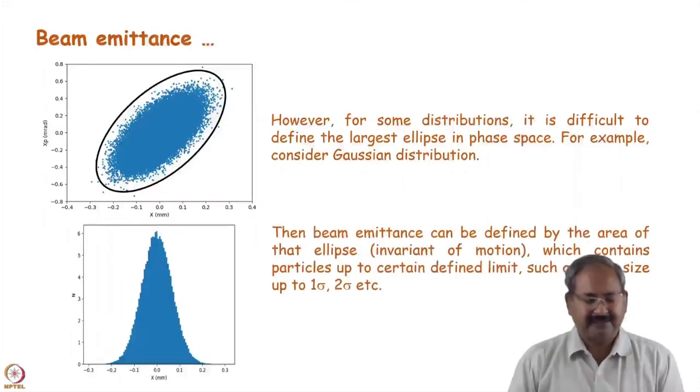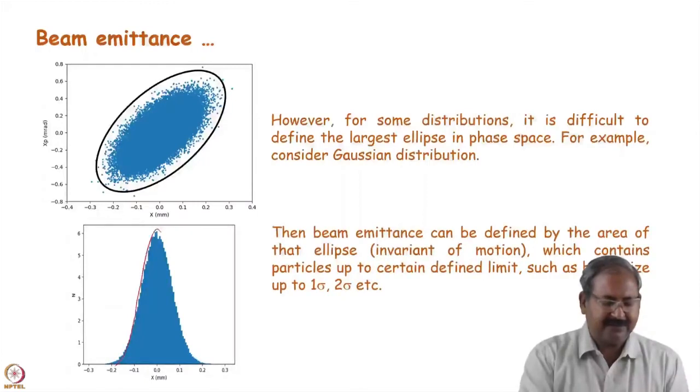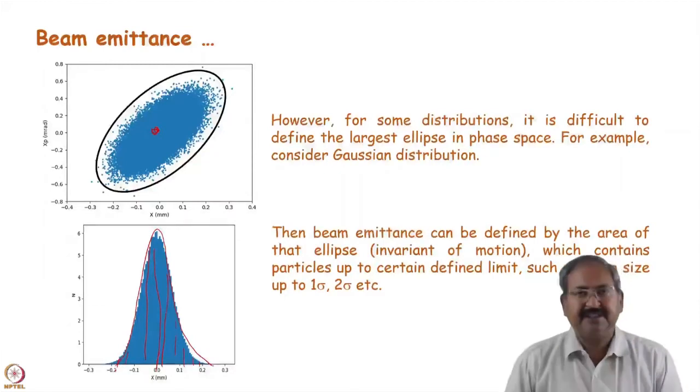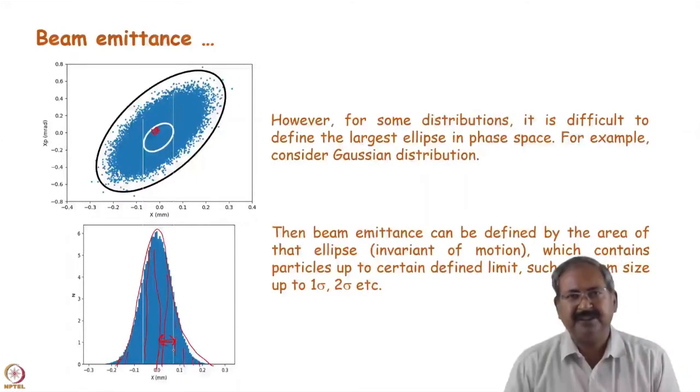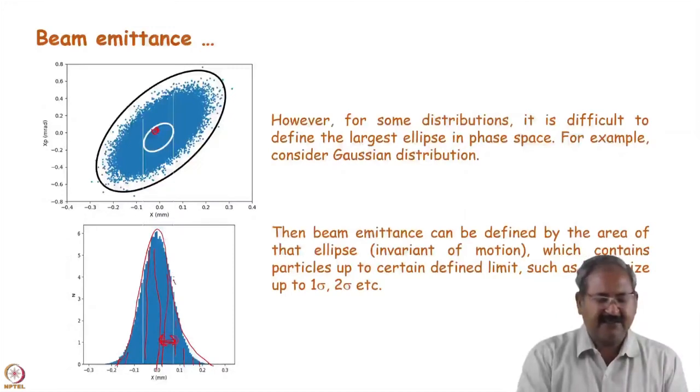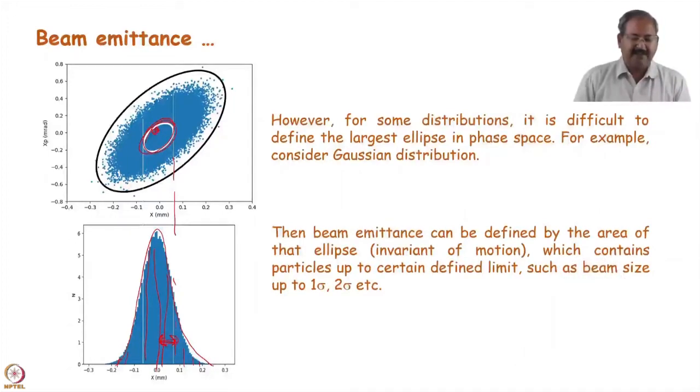In any distribution, suppose this is the distribution of the particles in displacement. It means at the center, here, the particles have the highest density, then the density lowers down and lowers down. So we can take 1 sigma, 2 sigma, 3 sigma kind of displacement in the beam. This sigma shows the standard deviation of this distribution. It means at 1 sigma, what is the distance and what is the corresponding ellipse in this distribution? So we can say the 1 sigma ellipse is this. If we make a 2 sigma ellipse, it may be like this. So in this case, emittance is defined by how many particles we are containing in the beam ellipse.